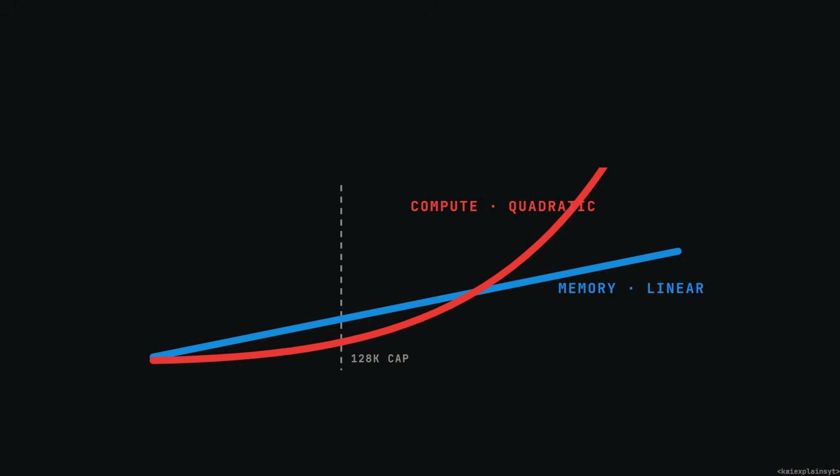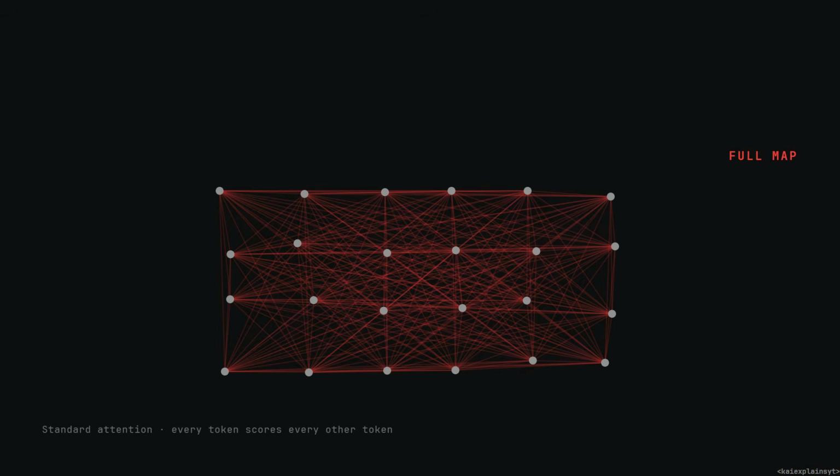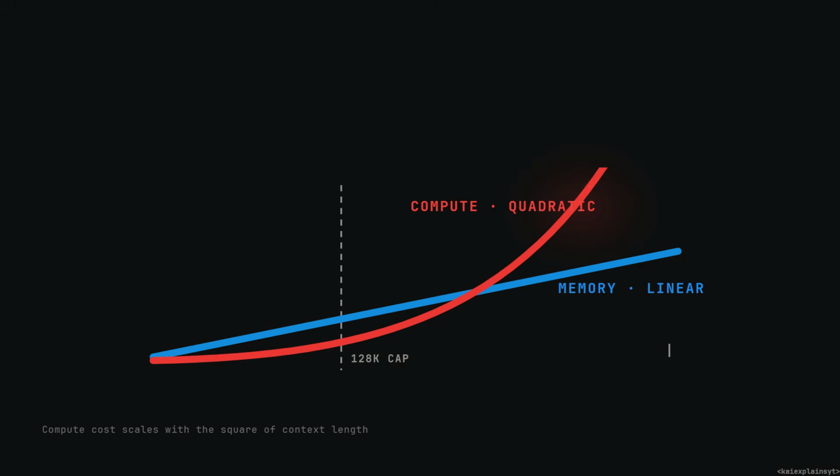It blows up compute. In standard attention, the mechanism transformers use to work out which parts of the input relate to each other, every token checks its relevance against every other token. The model isn't reading front to back. It's building a full map of relationships. At small scale, that's fine. At 1 million tokens, the map is enormous. Memory cost grows linearly with context length, and compute cost grows quadratically.